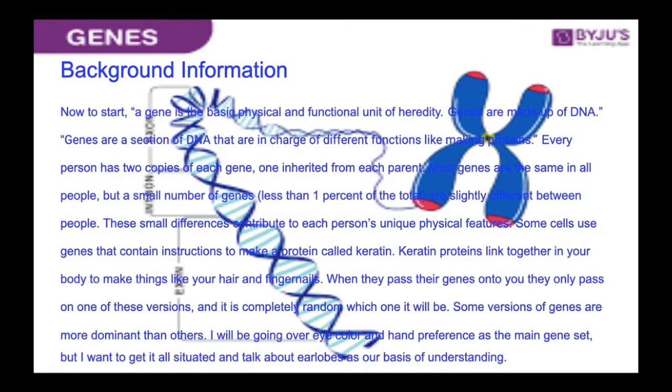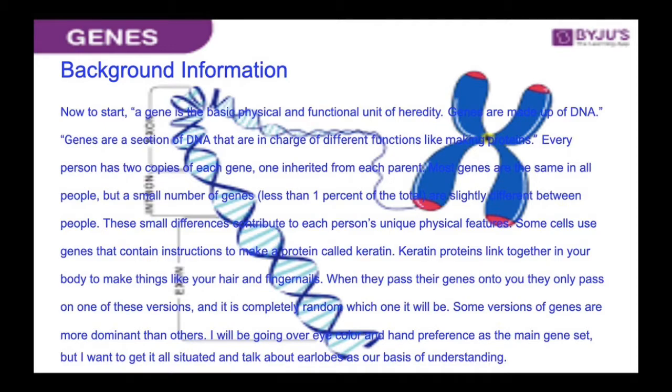Some cells use genes that contain instructions to make a protein called keratin. Keratin is proteins linked together in your body to make things like your hair and fingernails. When they pass their genes onto you, they only pass on one of these versions, and it's completely random which one it will be. Some versions of genes are more dominant than others.